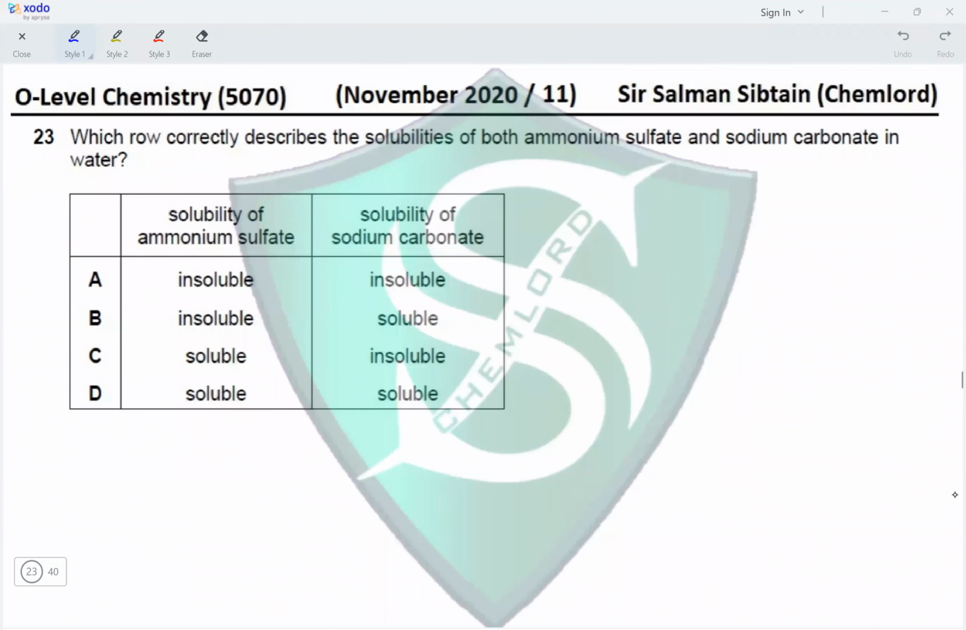Question 23. Which row correctly describes the solubilities of both ammonium sulfate and sodium carbonate in water? Okay, ammonium sulfate is a salt of ammonium ions. All ammonium salts are soluble. And sodium carbonate is a salt of sodium. All sodium salts are soluble as well. So both of them should be soluble.